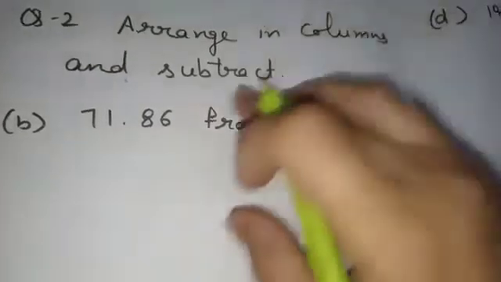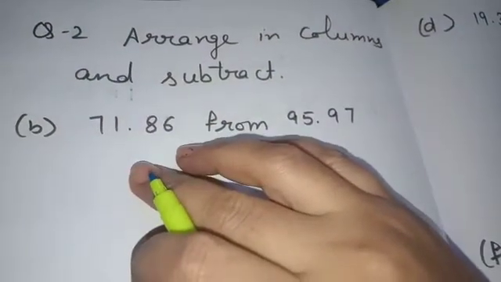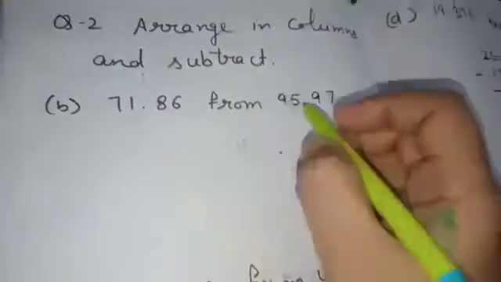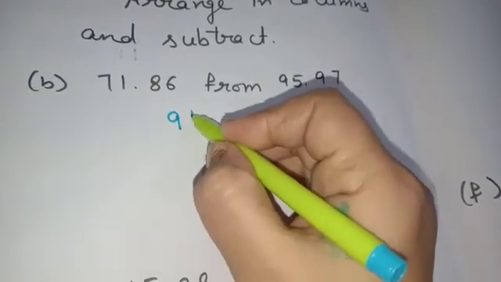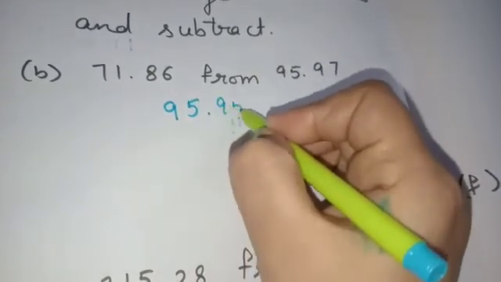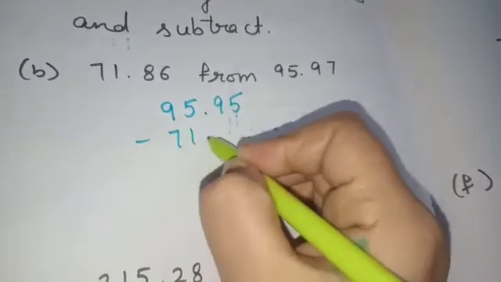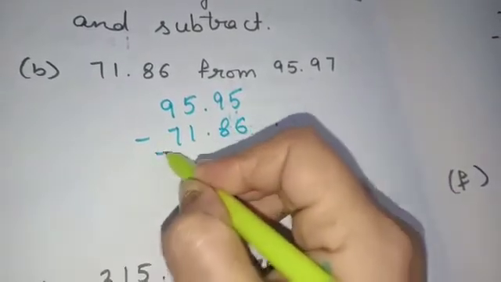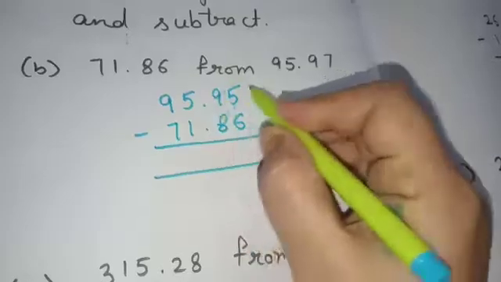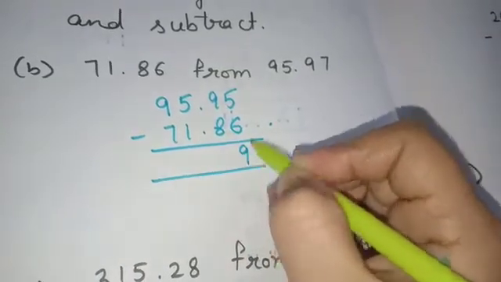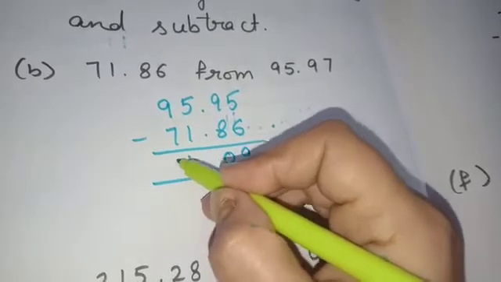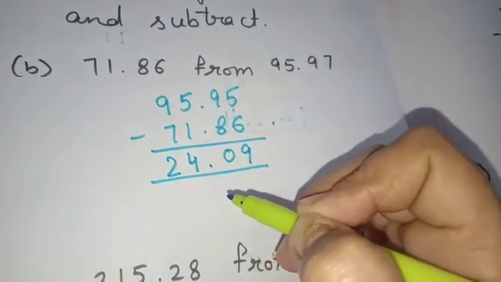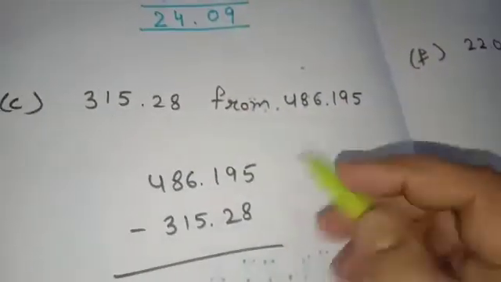Come to question number 2. Arrange in columns and subtract. Subtraction is the same, just we have to arrange the columns. The number which is after the word from will come first. 95.97 minus 71.86. 5 minus 6 is not possible, so we will borrow 1. 15 minus 6 is 9. 8 minus 8 is 0. 5 minus 1, 4. 9 minus 7, 2. This is the answer. Come to the next.